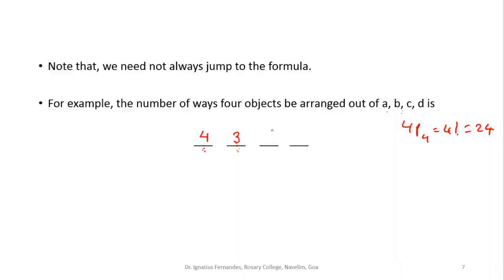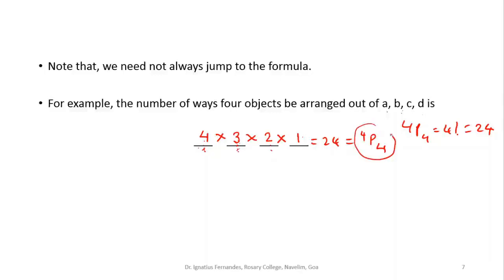For the next position I have only 2 alphabets remaining. And then finally the last alphabet will appear here. So the first place has 4 options, the second place has 3 options, the third place has 2 options, and the last place has only 1 option. All this can happen in 4 into 3 into 2 into 1 ways. This is equal to 24, and this is exactly 4P4.